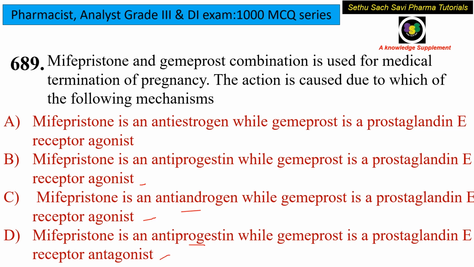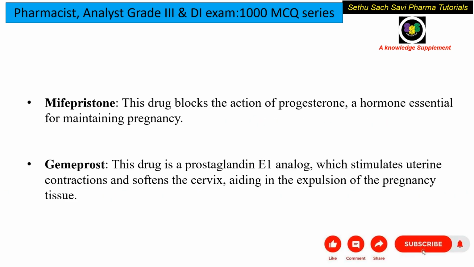Here they have given two drugs, mifepristone and gemiprost, and the combination is applied to these options. So how are we going to answer this question? Let's see. What will mifepristone do? It will block the action of progesterone. Progesterone is very important for maintaining the pregnancy. When the action of progesterone is blocked, this will lead to termination of pregnancy.